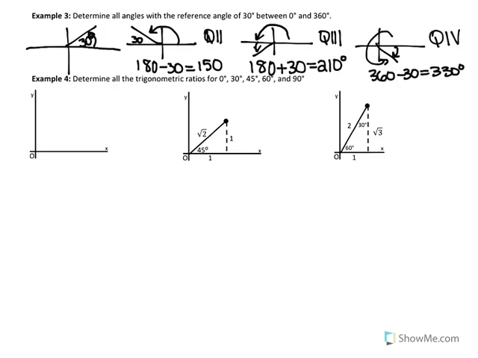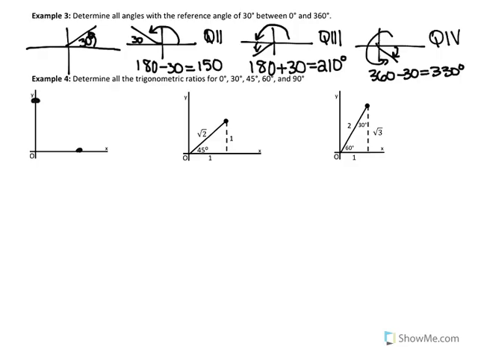So this is important for us because it's going to help us determine some primary trig ratios. So our special trig ratios are 0, 90, 45, 30, and 60.